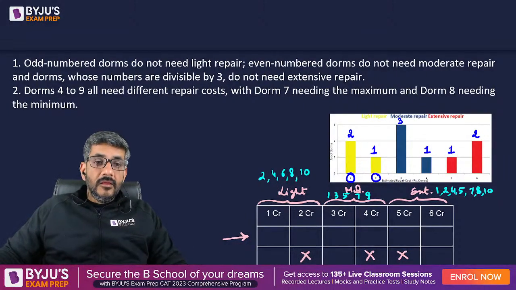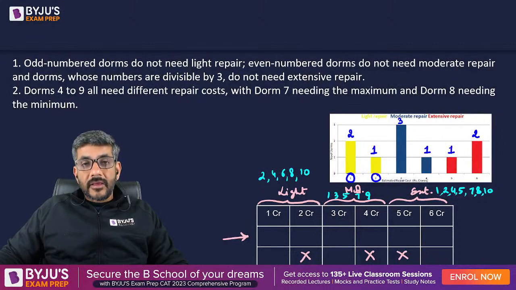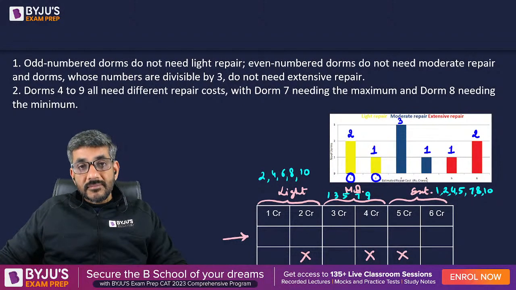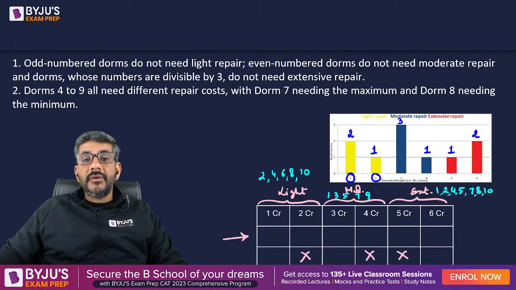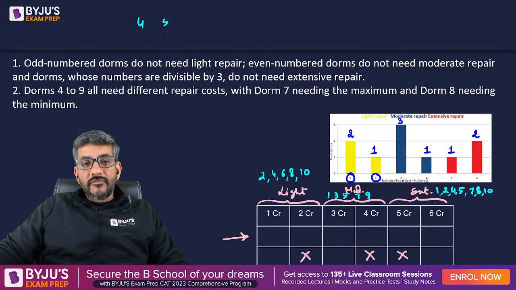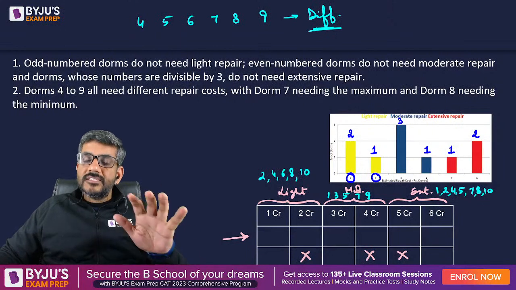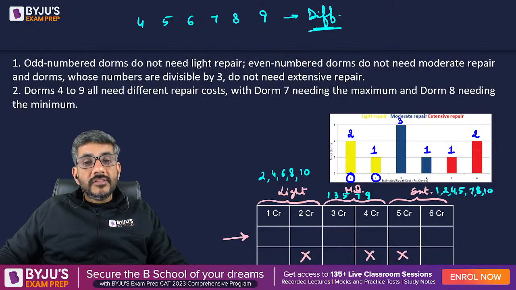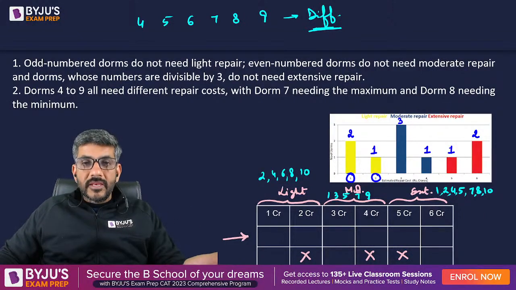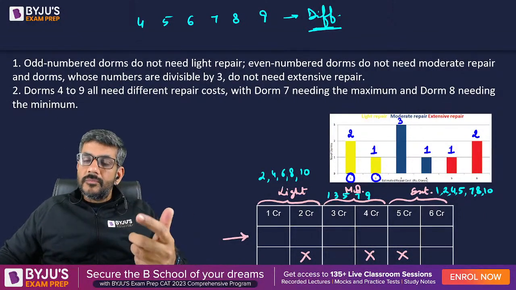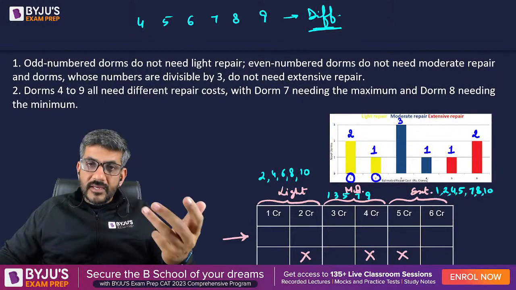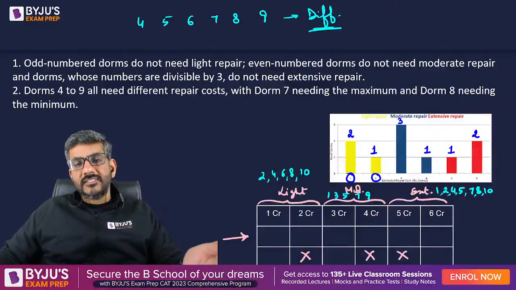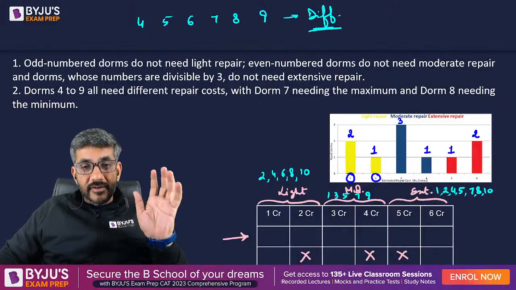What next? DOM 4 to 9 all need different repair cost, with DOM 7 needing the maximum and DOM 8 needing the minimum. 4 to 9 means 4, 5, 6, 7, 8, 9. They all need different repair cost. And we have only 6 different repair costs, 1, 2, 3, 4, 5, 6. So that means out of these 6 DOMs, one would be needing a cost of 1 CR, one a cost of 2 CR, one a cost of 3 CR, 4 CR, 5 CR, 6 CR, because all of them are different.